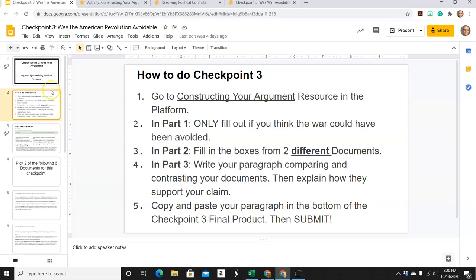Before we go to that, let's take a look at how you do checkpoint 3. You go to constructing your argument. In part 1, only fill out if you think war could have been avoided or not, which we're doing right now. In part 2, you're going to fill in boxes from 2 different documents. In part 3 of the same document, write your paragraph comparing and contrasting your documents, then explain how they could support your claim. Then, copy and paste your paragraph on the bottom of checkpoint 3 final product, then click submit.